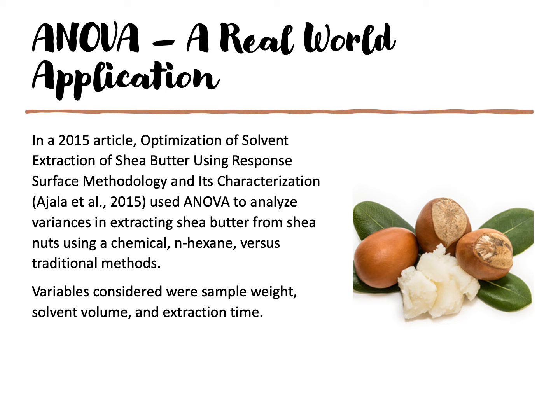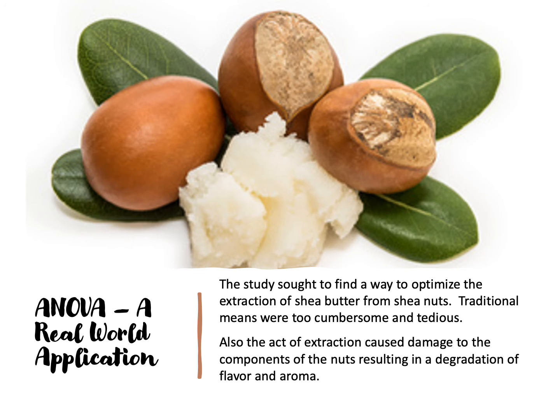A 2015 article, Optimization of Solvent Extraction of Shea Butter Using Response Surface Methodology and its Characterization, used ANOVA to analyze variances in extracting shea butter from shea nuts using a chemical, N-hexane, versus traditional methods. Variables considered in the study were sample weight, solvent volume, and extraction time. The study sought to find a way to optimize the extraction of shea butter from shea nuts.